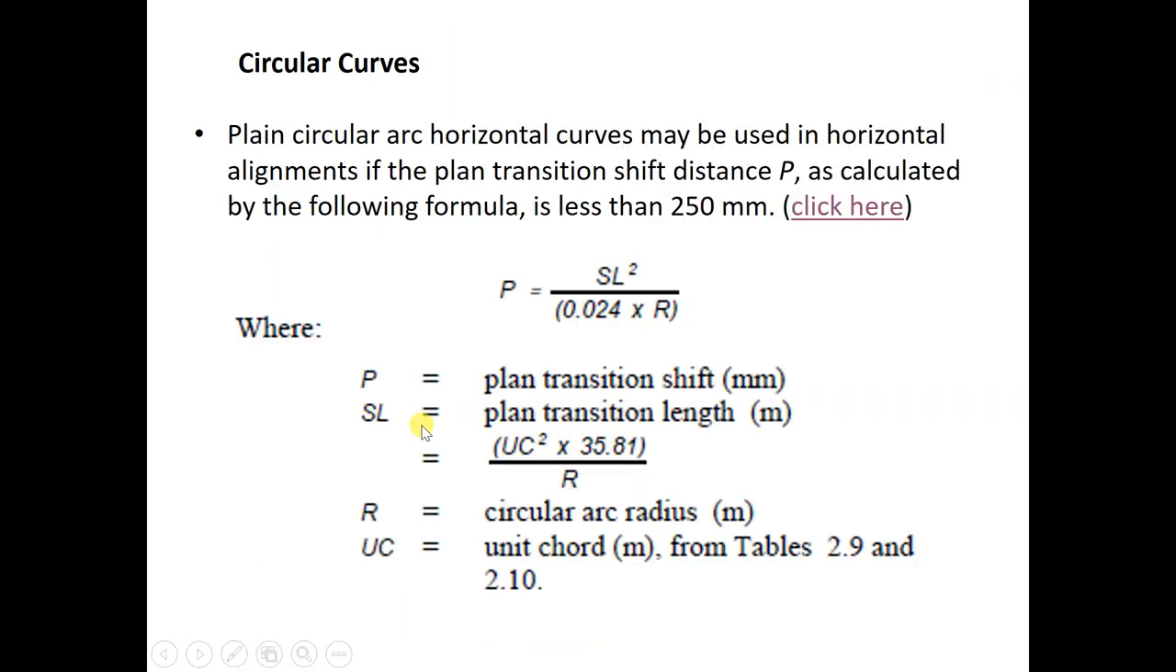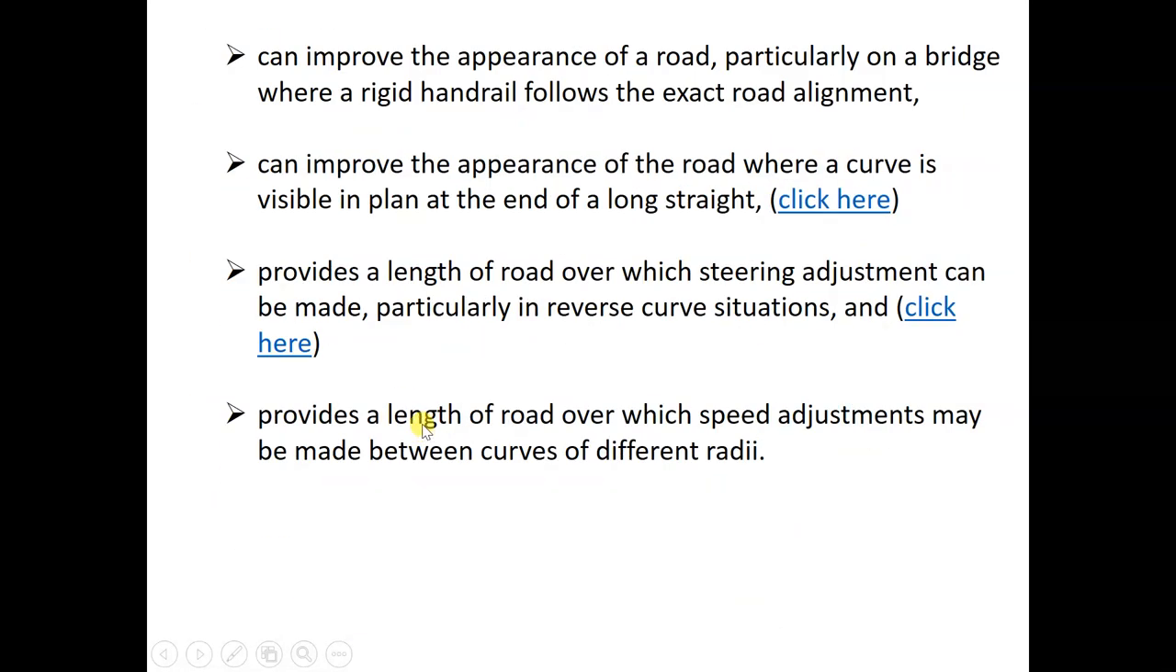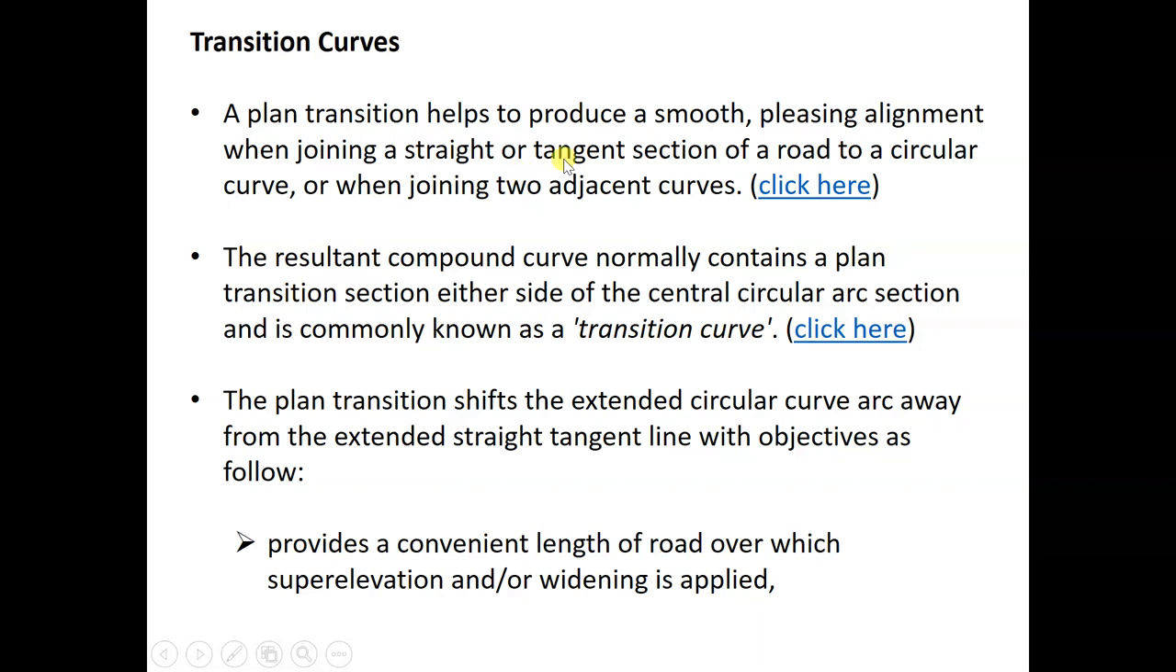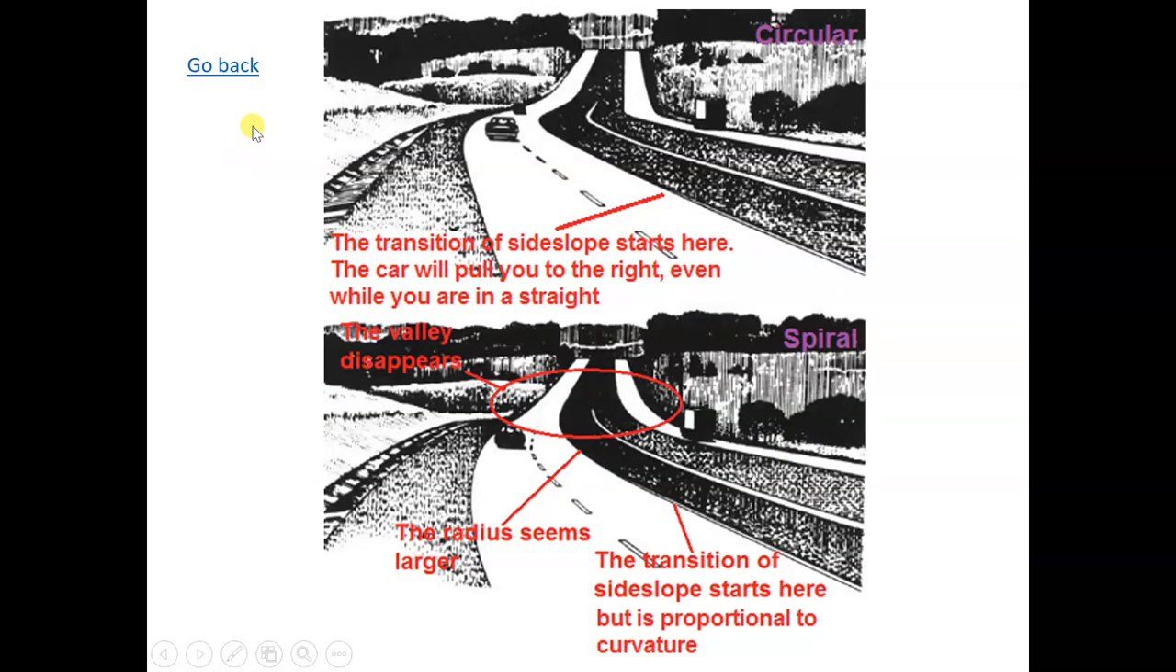Okay, just now we talked about transition curve. A transition curve helps to produce a smooth placing alignment when joining a straight or tangent section of road to a circular curve, or when joining two adjacent curves. So we look at this picture here. The top one is circular, and this here is spiral.